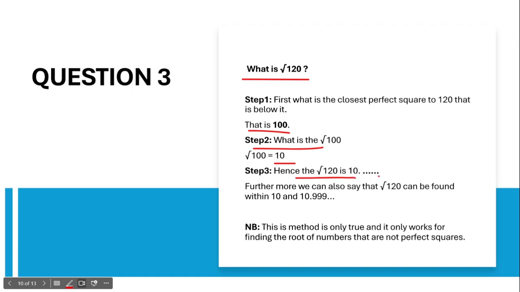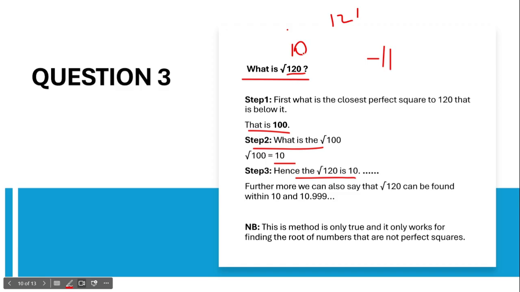And using that observation, we can ask, what's the next perfect square after 10? That should be 11 squared, right? That should be 121. So you can see that 120 is closer to 121. So we have 10 on the left and 11 on the right. Therefore, the root of 120 should be closer to 11, because it's closer to the perfect square of 11 rather than the perfect square of 10.